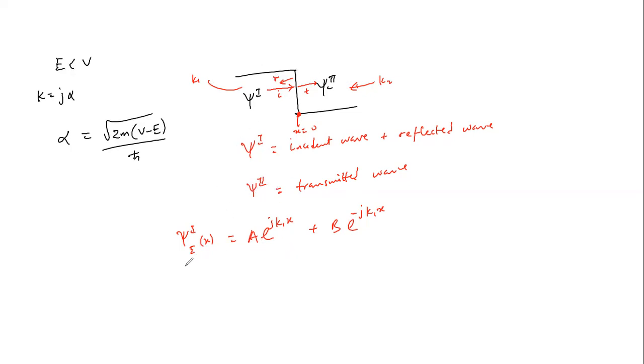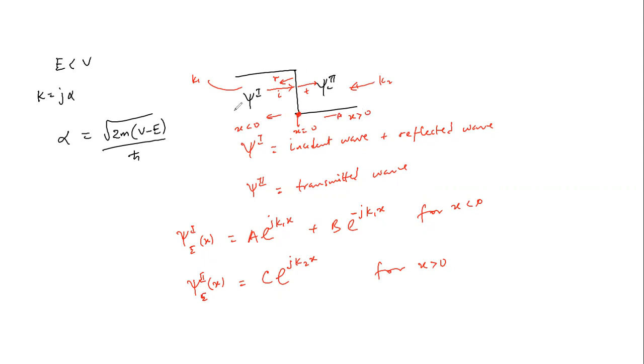And then based on this analysis, the wave function in region two will become, say, C exponential j k2 x without any reflected component. Okay, we're going to accept this until it hits another boundary. So here, this is for x less than 0, and this is for x greater than 0. And the boundary is x equal to 0. Good.